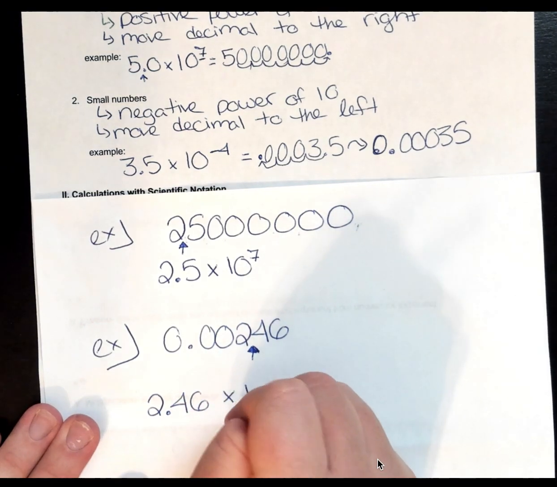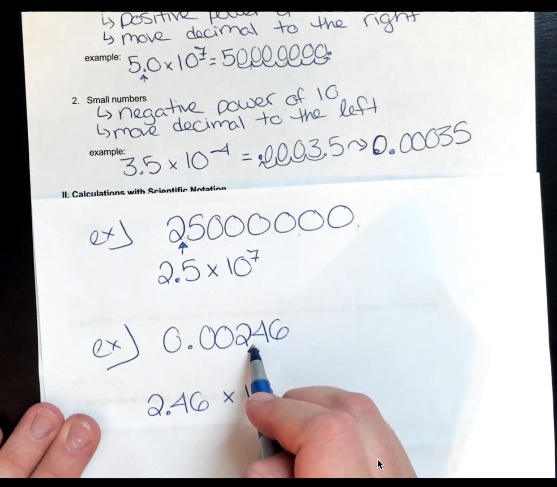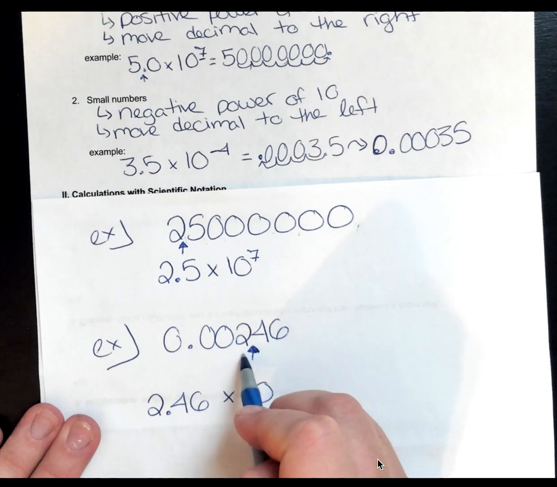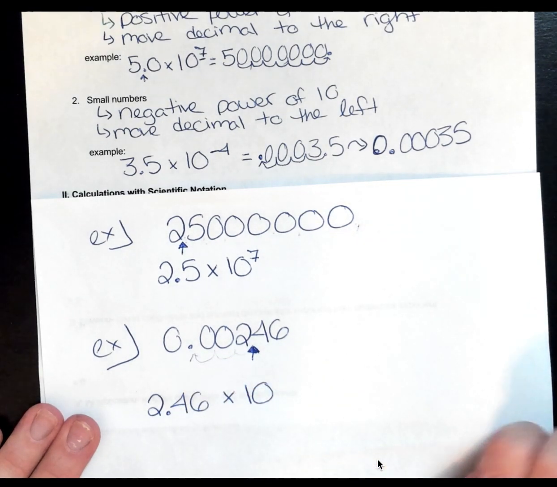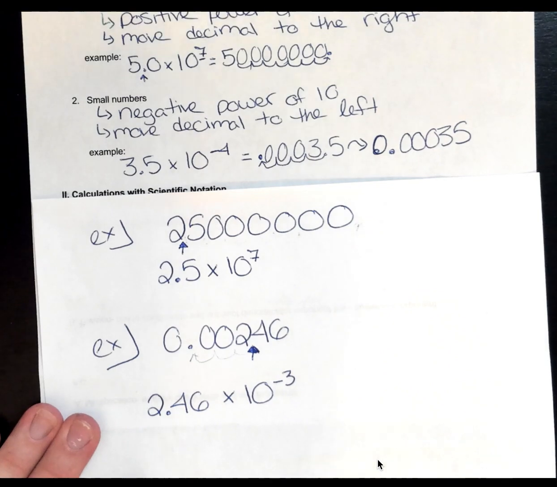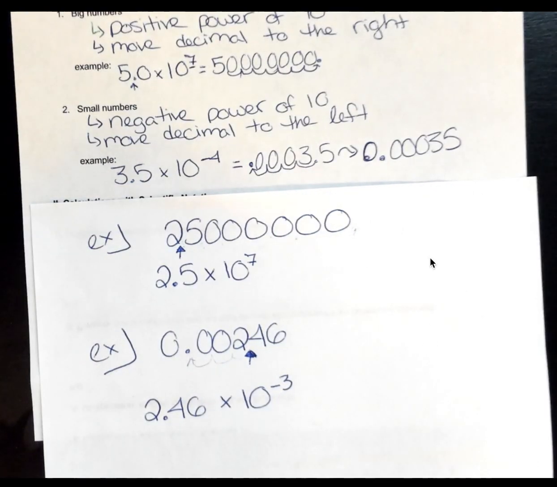Now I have to figure out my power of 10. So looking at this, if I have my decimal here, to get it back where I want it, I'm going to have to go 1, 2, 3 places to the left. So my new number becomes times 10 to the negative 3. So now you're going to work on some examples of this on your own. Good luck!